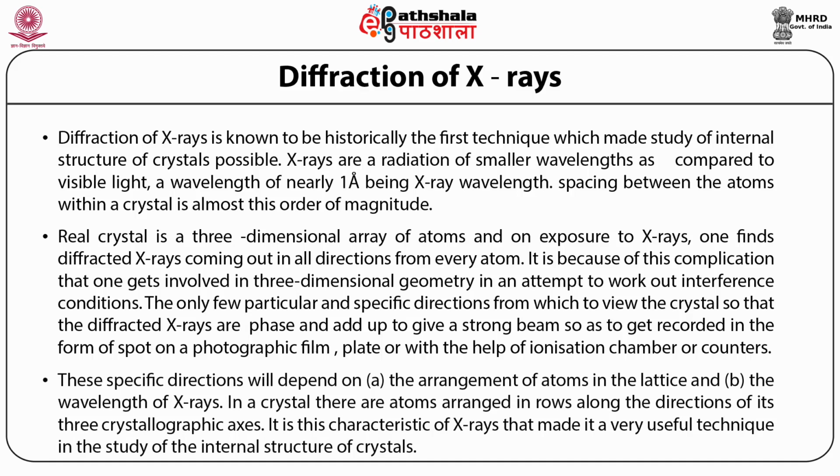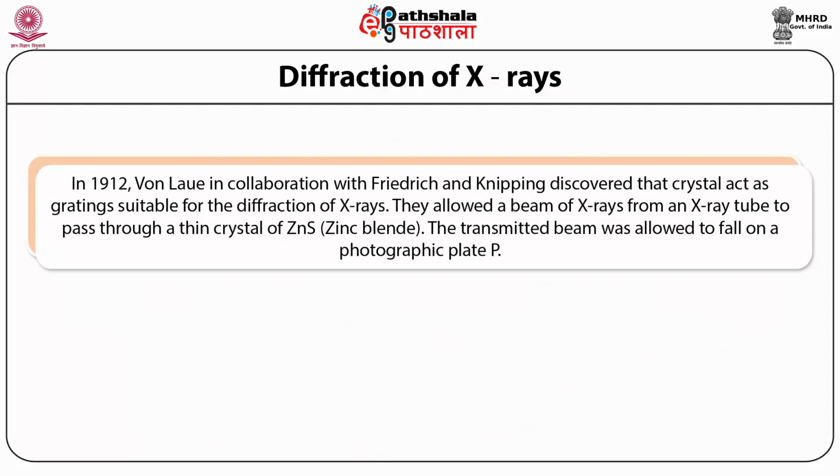These specific directions will depend on A, the arrangement of atoms in the lattice, and B, the wavelength of X-rays. In a crystal, there are atoms arranged in rows along the directions of its three crystallographic axes. It is this characteristic of X-rays that made it a very useful technique in the study of the internal structure of crystals. In 1912, von Laue, in collaboration with Friedrich and Knipping, discovered that crystals act as gratings suitable for the diffraction of X-rays.